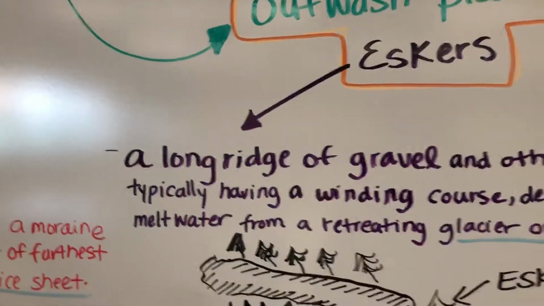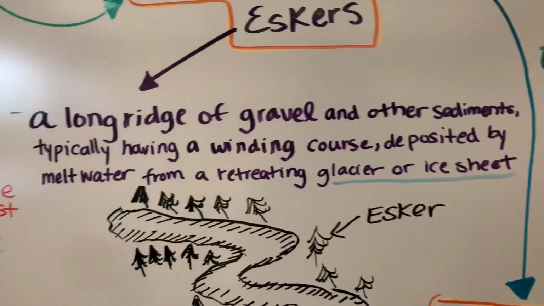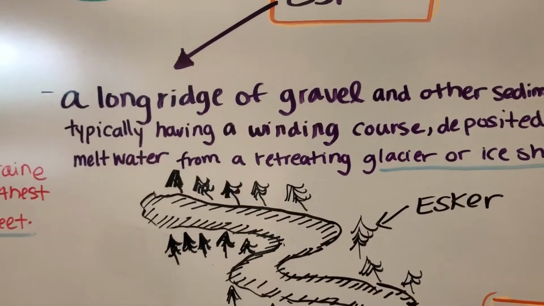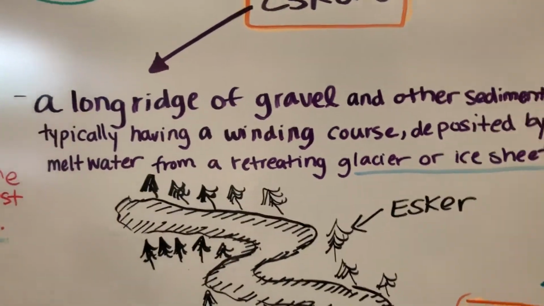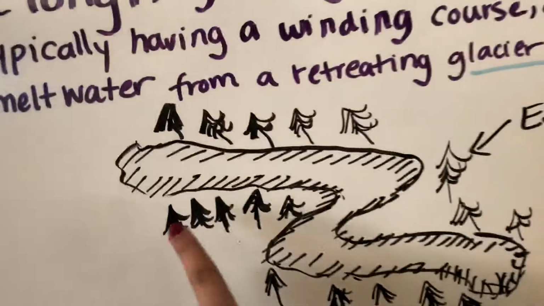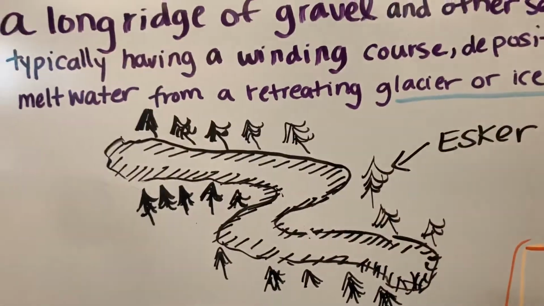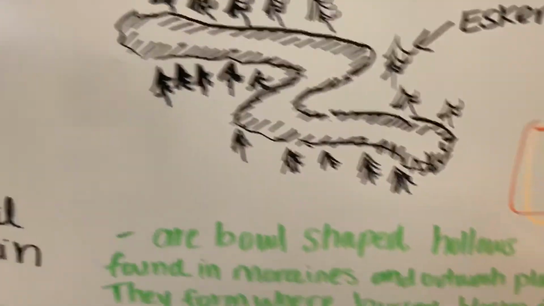And then eskers are a long ridge of gravel and other sediments, typically having a winding course, and they're deposited by meltwater from a retreating glacier or ice sheet. And this is what they typically look like. They're surrounded by trees, and they are these winding ridges.